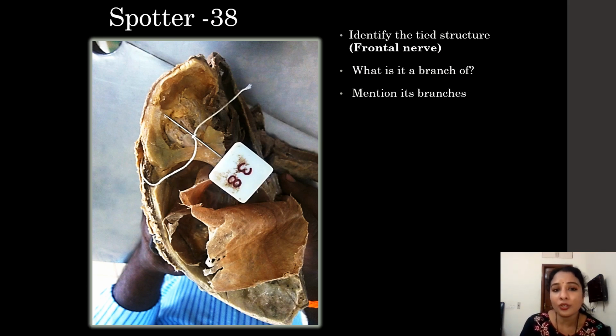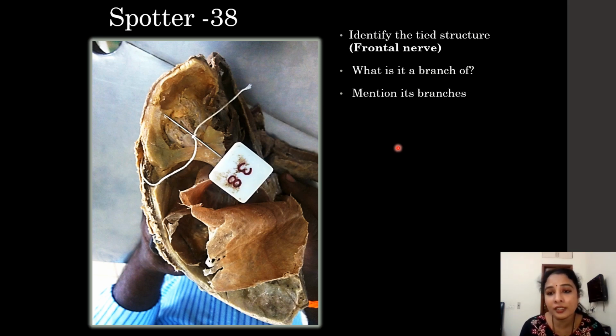So moving on to the orbit. So we shall begin with the orbit now. So the roof of the orbit is removed to expose the contents of the orbit. The first and foremost nerve which you see as soon as you remove the roof of the orbit is the frontal nerve. So the taut structure here is the frontal nerve.